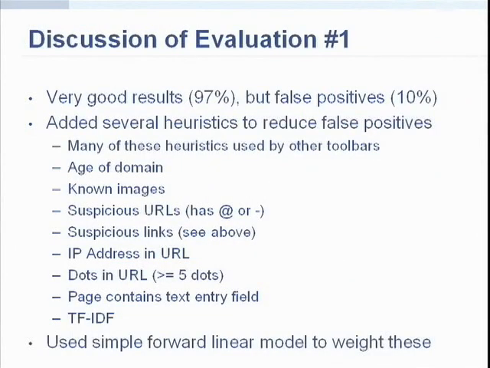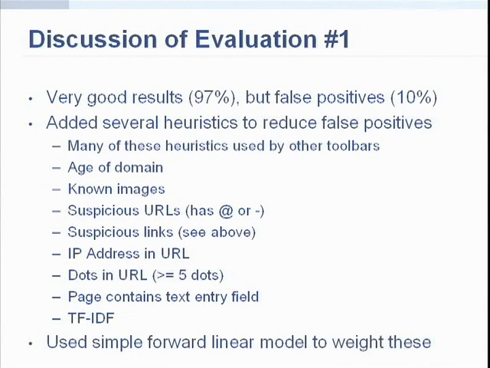Okay, so some discussion: pretty good results, but the false positives, it's 10%, so it's okay, but not great. So what we did was we added several more heuristics to reduce the false positives. Many of these heuristics have been used by other toolbars and other algorithms as well, so we won't claim that we invented these. But some of these include the age of the domain, so if it's less than 12 months old. If it has known images, so for example, if it has Google's logo or eBay's logo or so on.